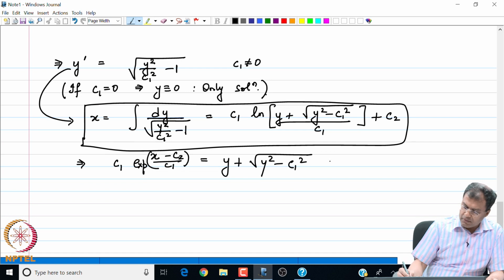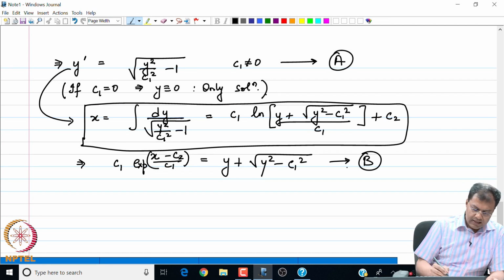Let me call this expression A, and this expression B. Notice that I can always generate another expression from here. Let me just take the inverse on both sides.